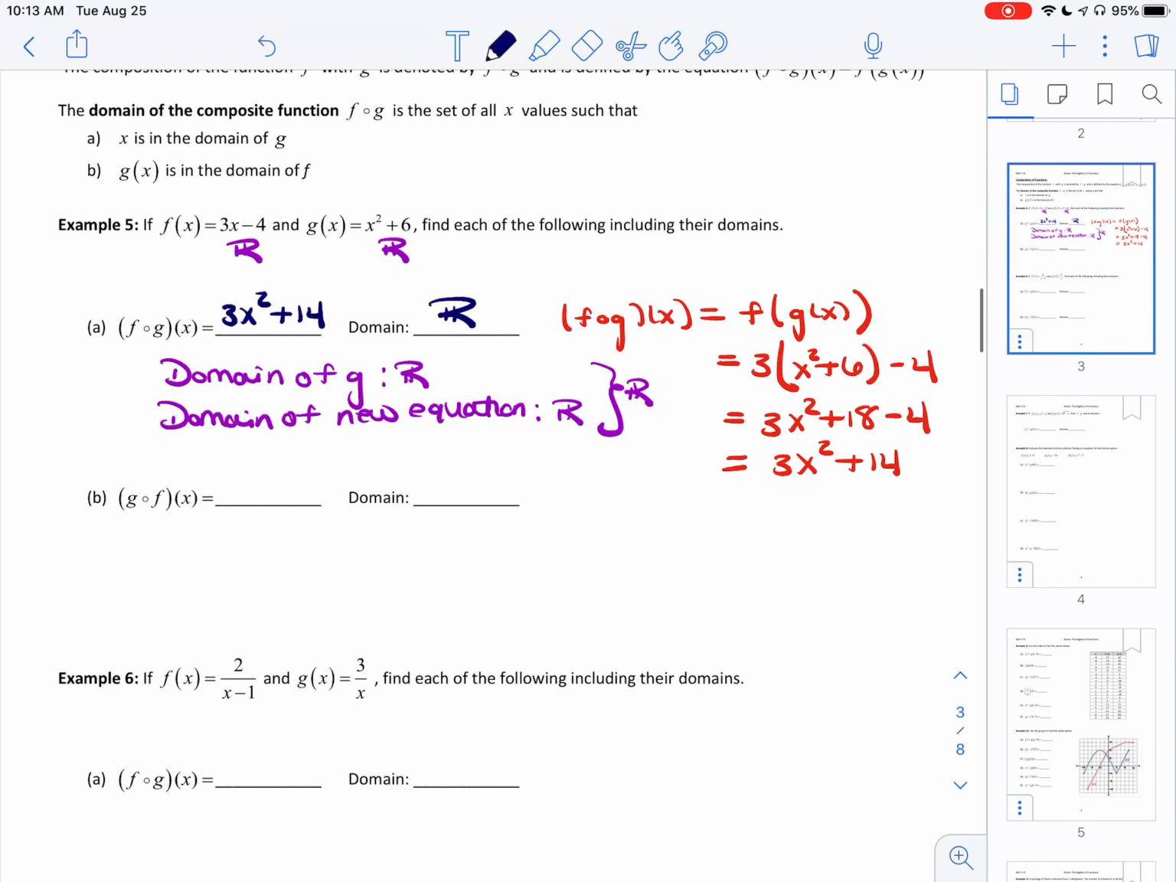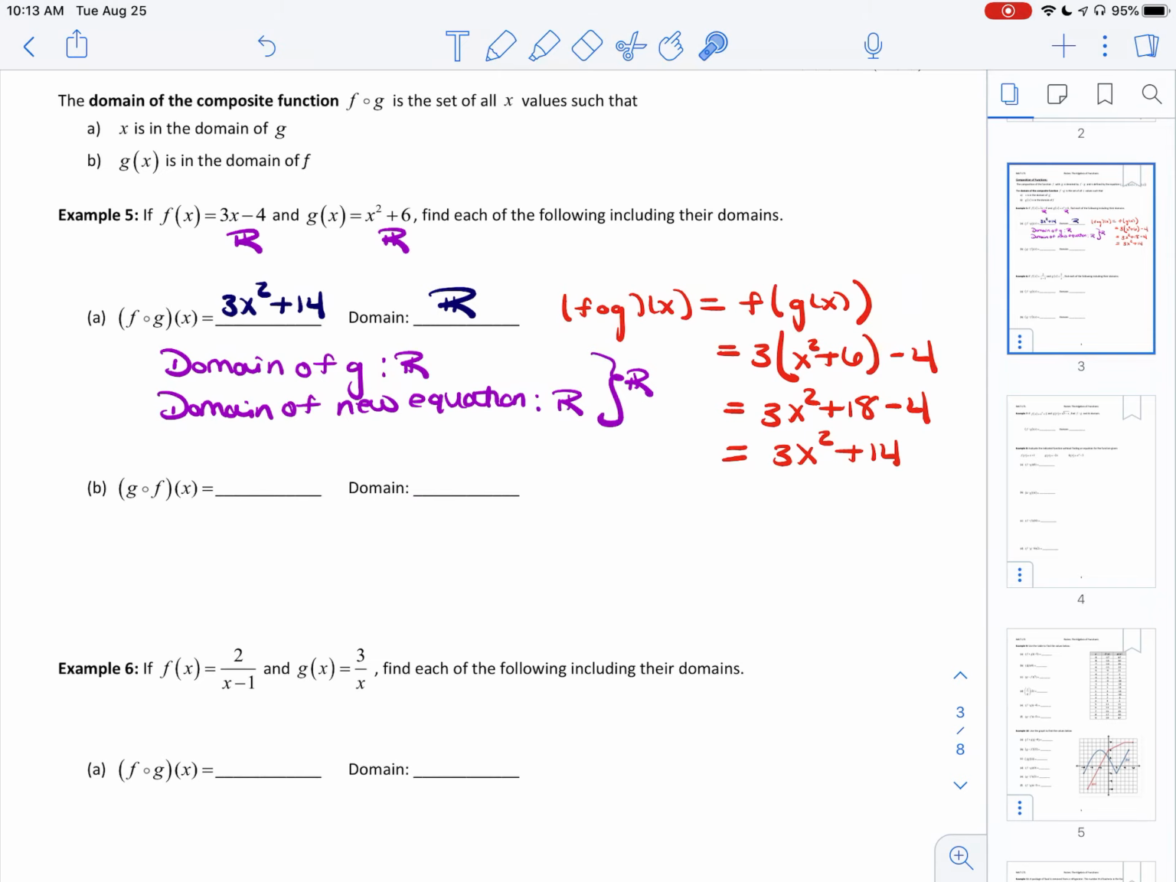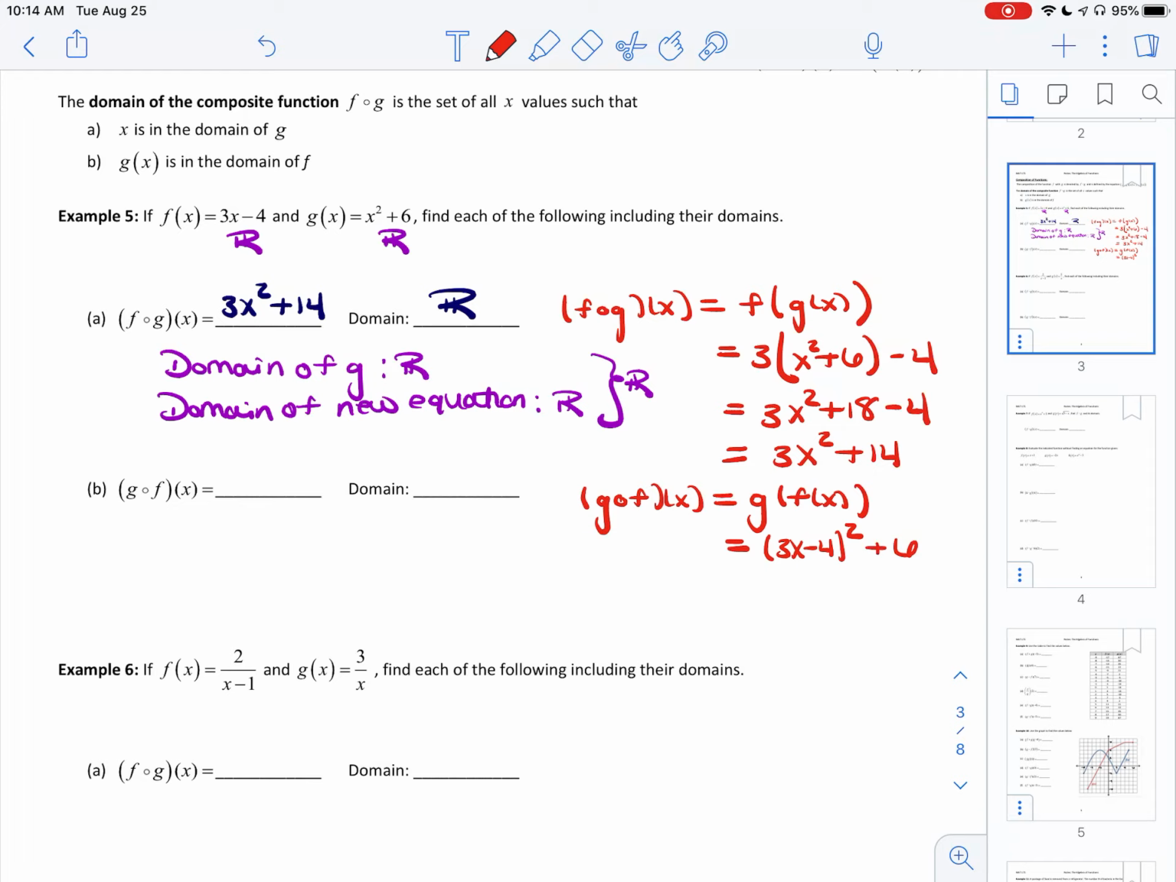All right, let's look at the composition the other direction. So this time we're looking at g of f. So we're going the opposite direction this time. So that means that we're plugging f into g. Okay, plugging f into g. So our whole 3x minus 4 is going in for our x over here. So we'll have (3x minus 4) quantity squared plus 6. All right, and then simplify.